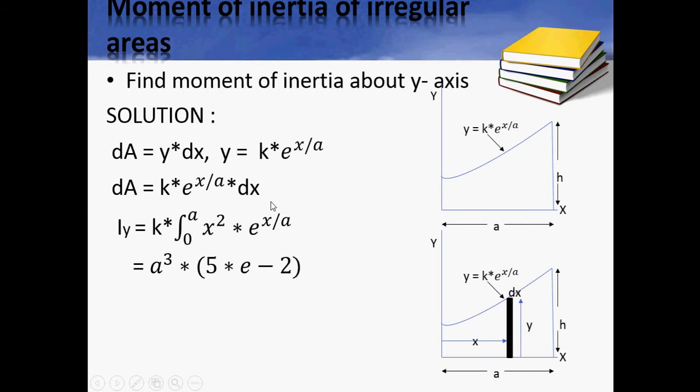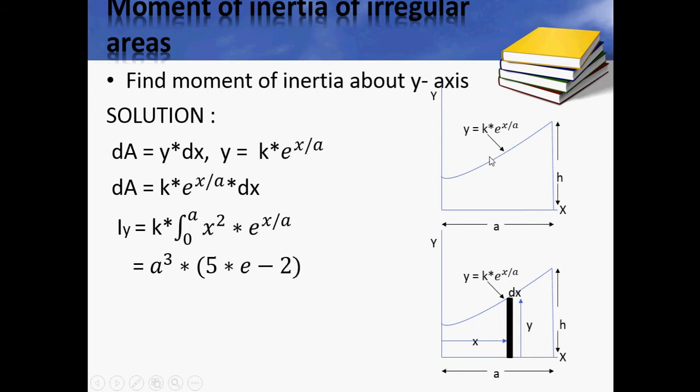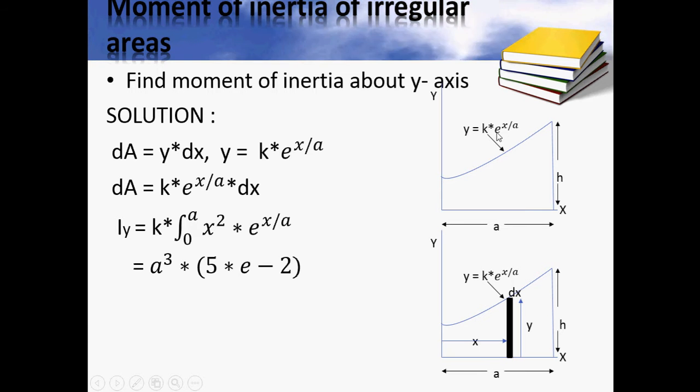We have another relation, k naught square equals kx square plus ky square, where k naught is the radius of gyration for the polar moment of inertia.